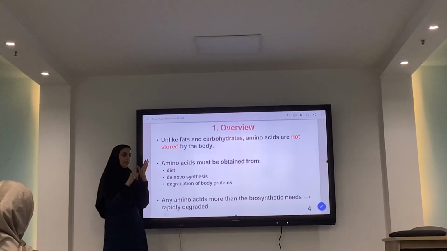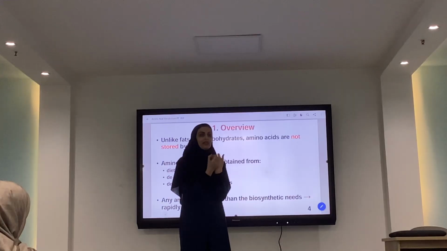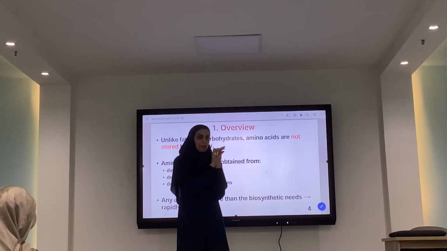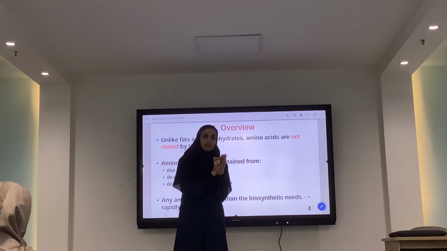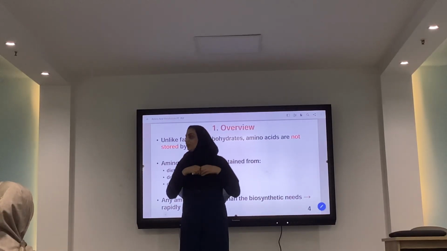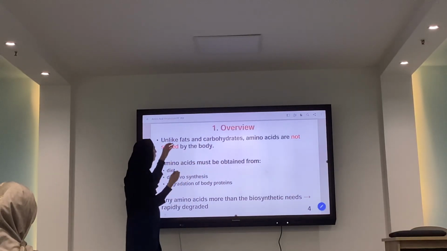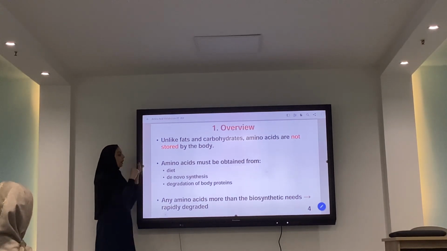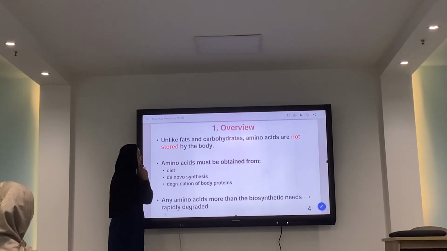Because at first, we've studied that glucose is stored in our liver and muscle in the form of glycogen. The lipids are stored in our adipocytes as TAG. But we don't have any storage of protein in our body. We don't have storage of protein and amino acids in our body. We should obtain amino acids from diet, from de novo synthesis, or degradation of body proteins.